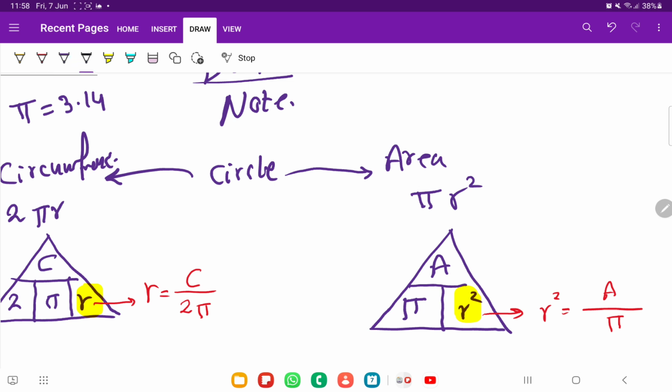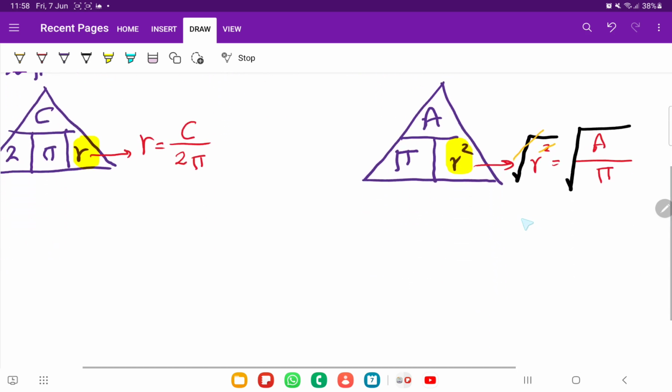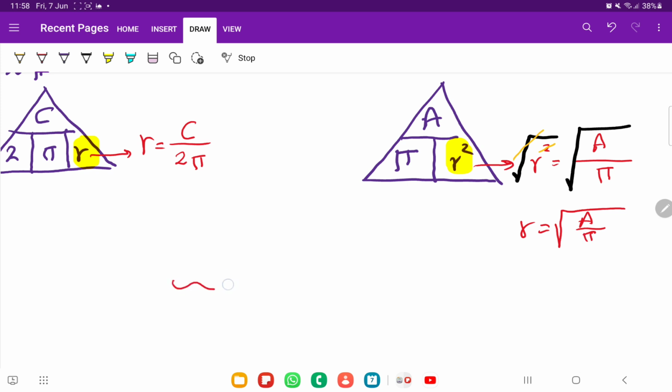So how can I cancel this power 2? Excellent. You have to put a square root left, square root right. Why square root, mister? Because the square root cancels the power 2. So now the radius is equal to the square root of area over pi. These are all the rules for the circle. Now let's continue solving back on this sheet.